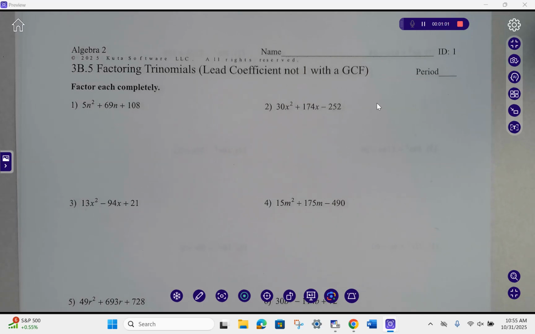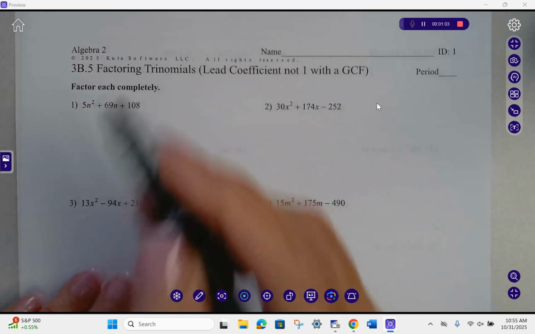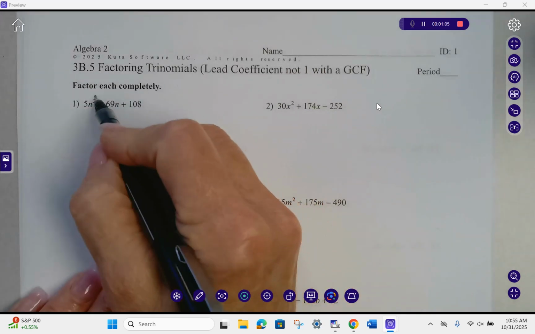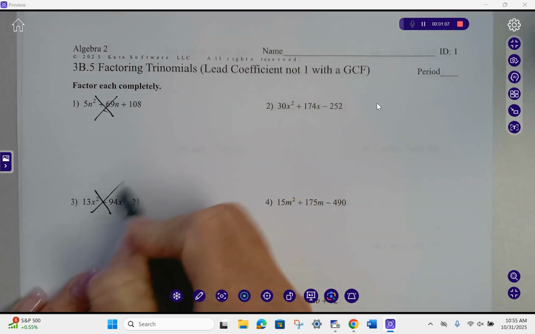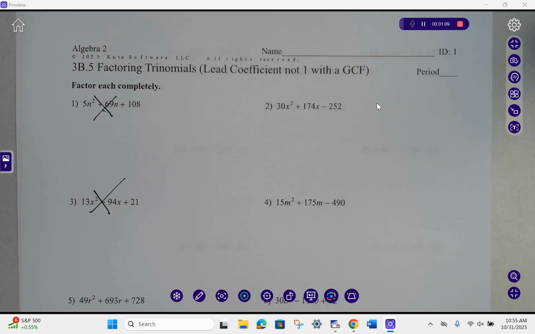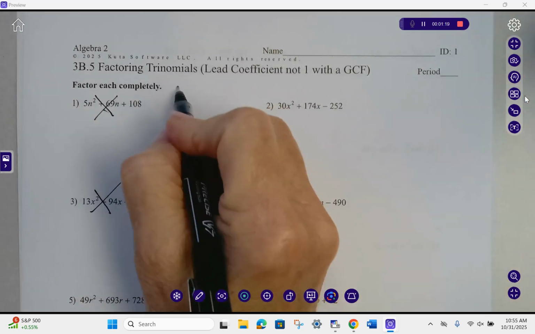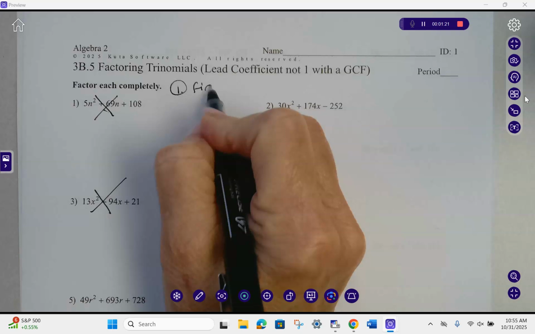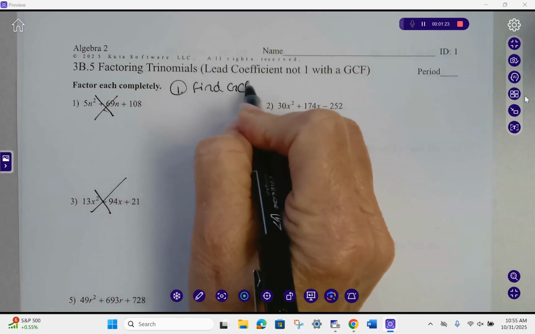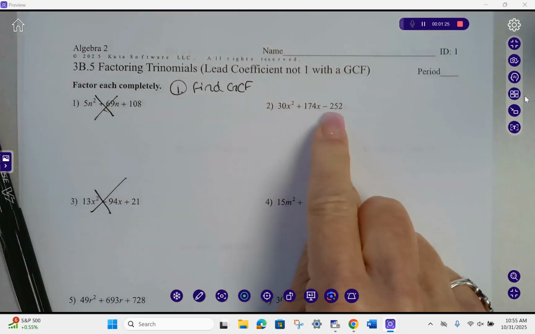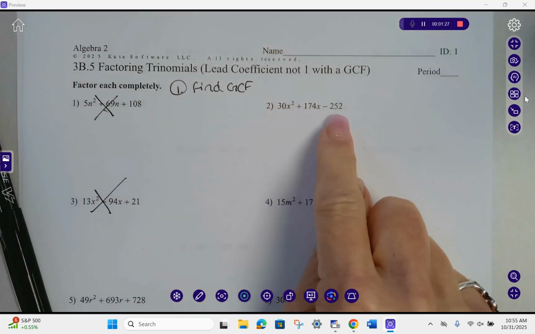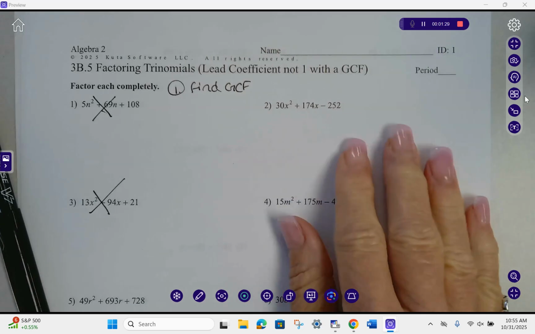So let's get started. First thing though, I'm going to tell you to mark out number 1 and number 3. I'm only going to assign you 10 problems out of these 20. 2 of the problems we're going to do for our notes. So we're going to look at number 2. And step one is find your GCF. Okay, well, there's a greatest common factor for 30, 174, and 252. Those are quite large numbers.